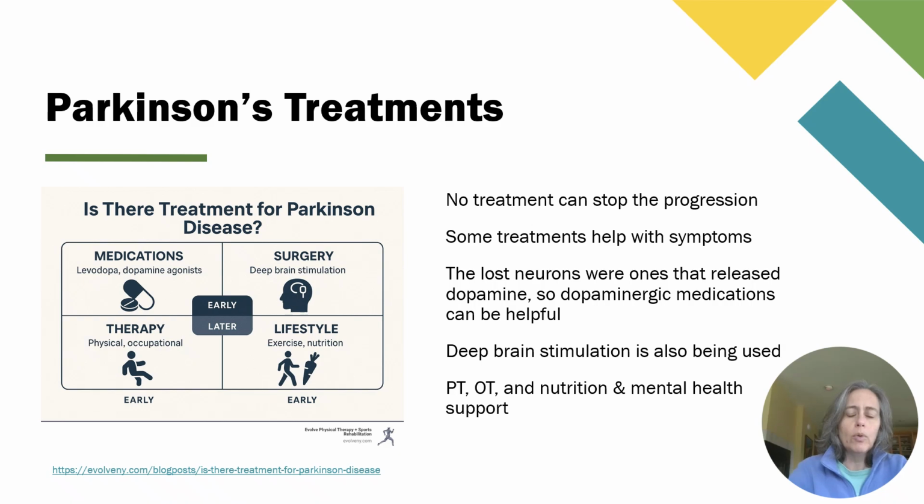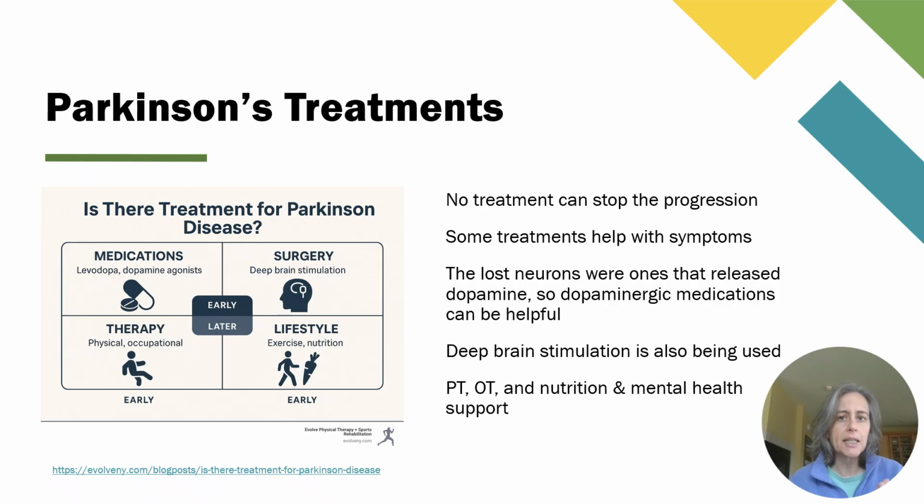So what do we do to treat Parkinson's? So the unfortunate truth is that we don't have any treatments currently that can stop the progression. So this is a progressive disease. It gets worse and worse and worse and is eventually fatal. We don't have any treatments that can stop that continuation, that can stop the death of the neurons. But we do have some treatments that can help with the symptoms.